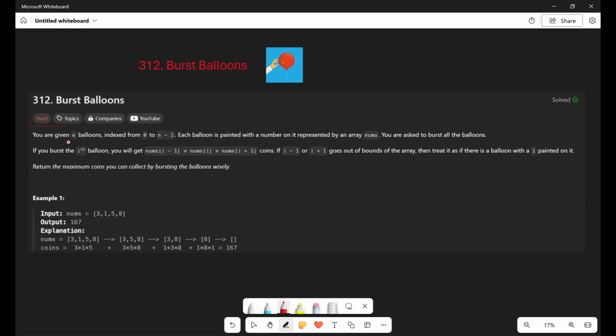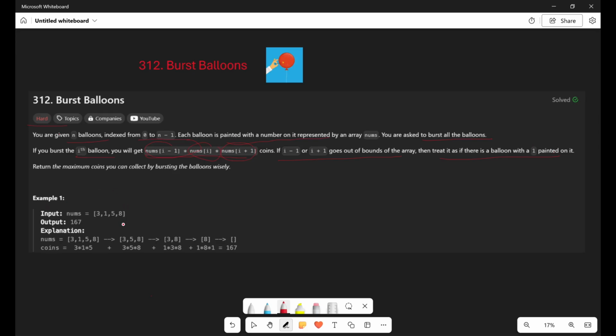Now, we are given n balloons which are indexed from 0 to n minus 1, and each balloon has some number printed on it, and we are asked to burst all the balloons. Now if we burst the ith balloon, we would get the number of coins given by this formula, which is nums of i minus 1 into nums of i into nums of i plus 1. Now if we were to go out of bounds, then we have to treat it as if there is a balloon with 1 painted on it.